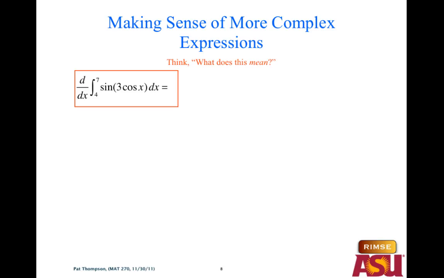Okay, so let's do this, making sense of more complex expressions. How about this? So what is this? d/dx of the integral from 4 to 7 of sine of 3 cosine x dx. So this is more complicated. We got lots of notation flying around here. So we want to start by really thinking about what does it mean, okay?